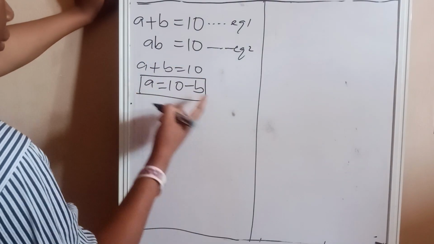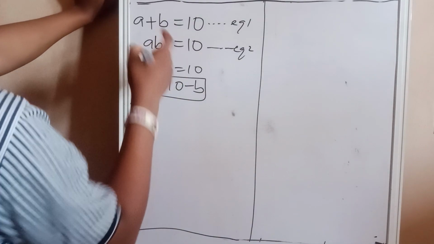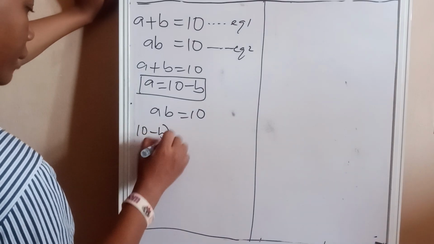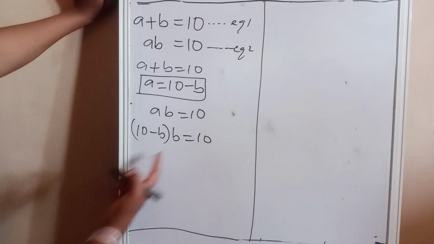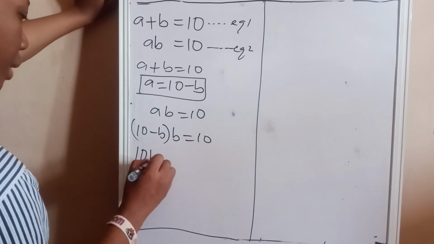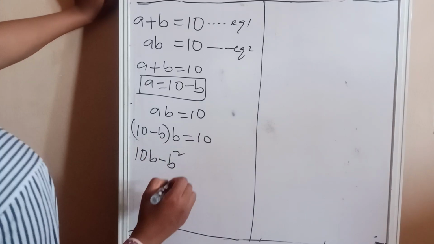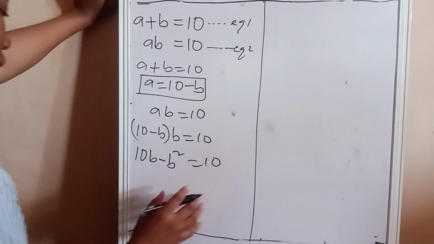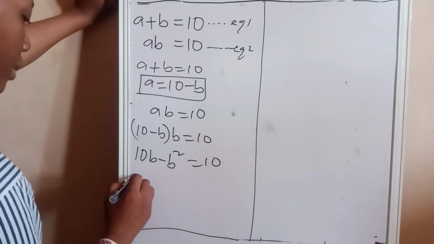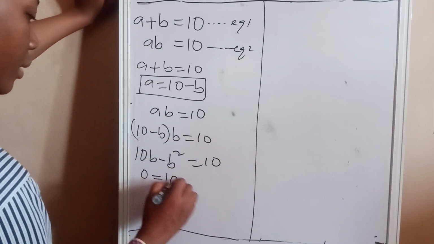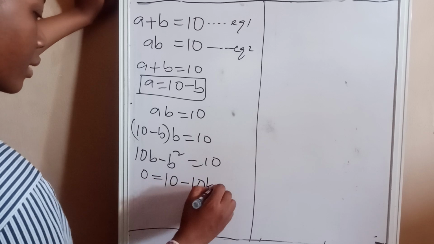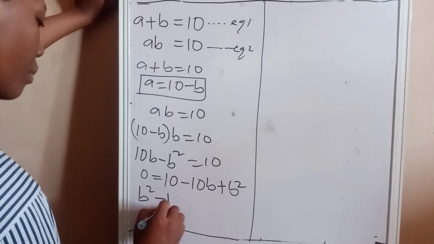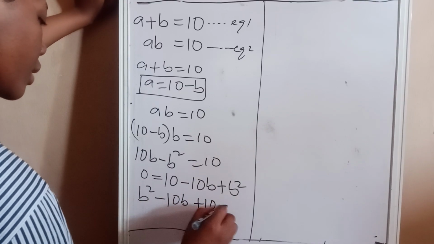Anywhere I see a, I'm going to put 10 minus b in the next equation. So we have ab equals 10, and then (10 minus b) times b equals 10. I'm going to use this to open the brackets, so I have 10b minus b squared equals 10. We're going to collect all of these items to form a quadratic equation. I'll move all of this to the side, so we have 0 here, 10 minus 10b plus b squared. We'll rearrange them, so we have b squared minus 10b plus 10 equals 0.